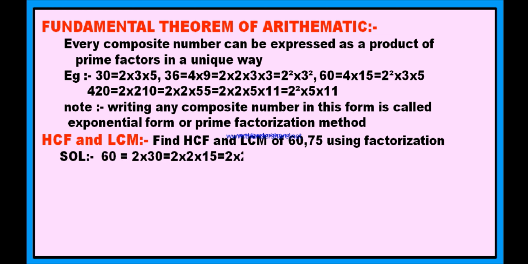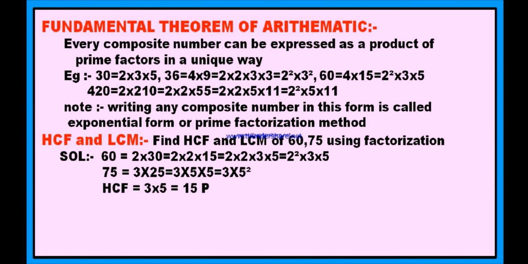Here is the solution. First of all, write 60 as the product of prime factors. 60 is nothing but 2 into 30. Again 30 is 2 into 15. Again 15 is 3 into 5. Therefore, 60 is 2 square into 3 into 5. And the second number is 75. 75 can be written as 3 into 25. This 25 can be written as 5 into 5. Therefore, finally 75 is equal to 3 into 5 square. Now we wrote the factors of 60 as 2 square into 3 into 5 and we wrote the factors of 75 as 3 into 5 square.